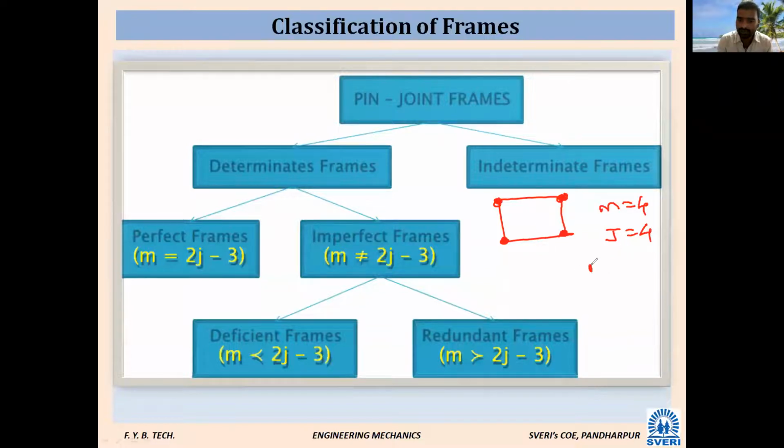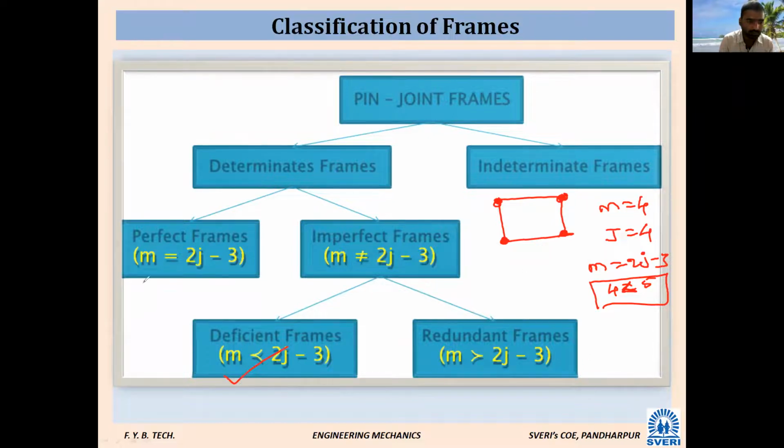Now M is equal to 2J minus 3. So 2 times the joints, 4 into 2 is 8. 8 minus 3 is 5. How many members are there? 4 members. So M is less than 5. It means members are less. So this is deficient.